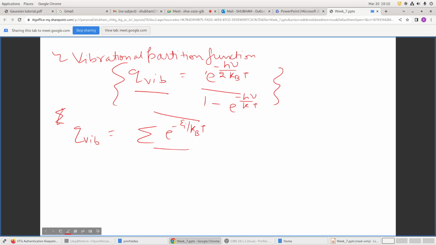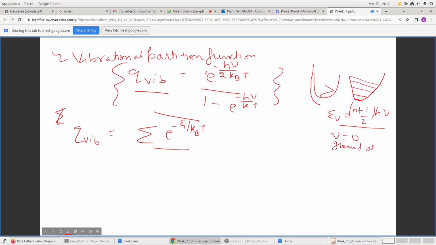And we know that in a harmonic oscillator, energy levels are equispaced. So this is the zero energy. We know the energy is equal to n plus half, h nu. So for the ground state, for n equal to 0, E0 is equal to half h nu. And so on, E1 is equal to 3 by 2 h nu, E2 is equal to 5 by 2 h nu.